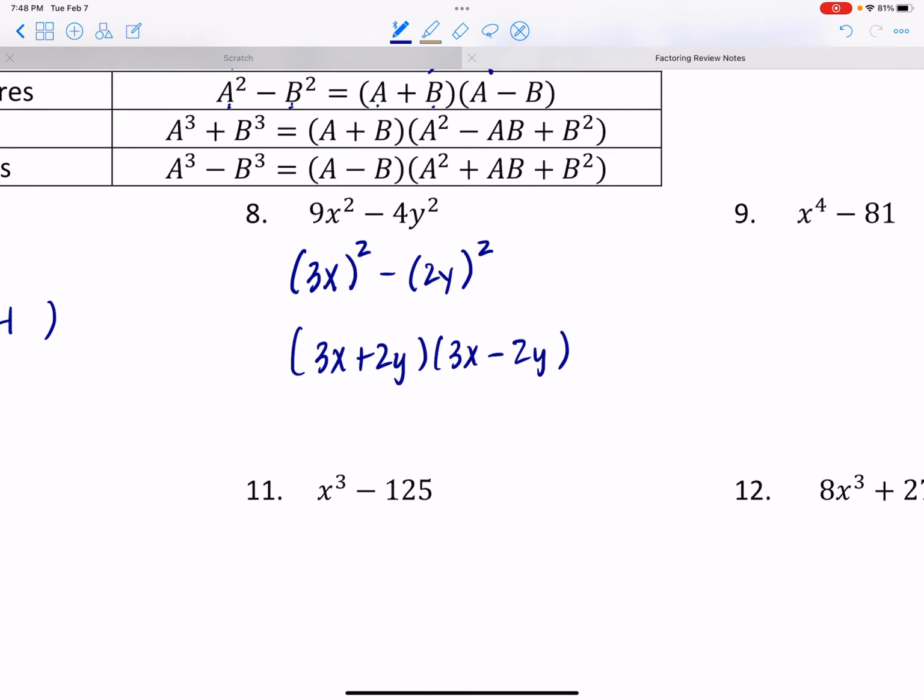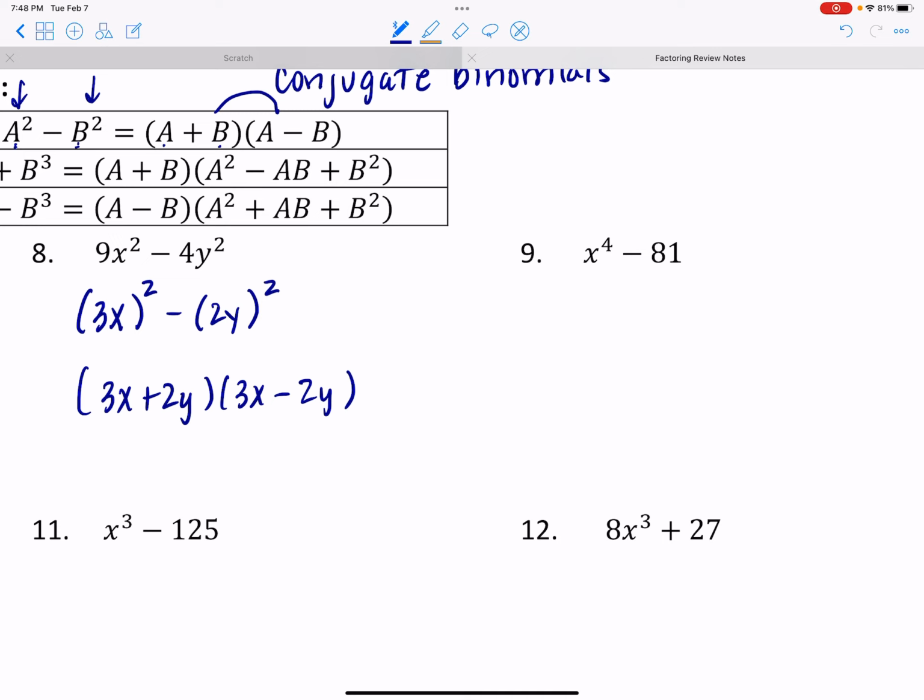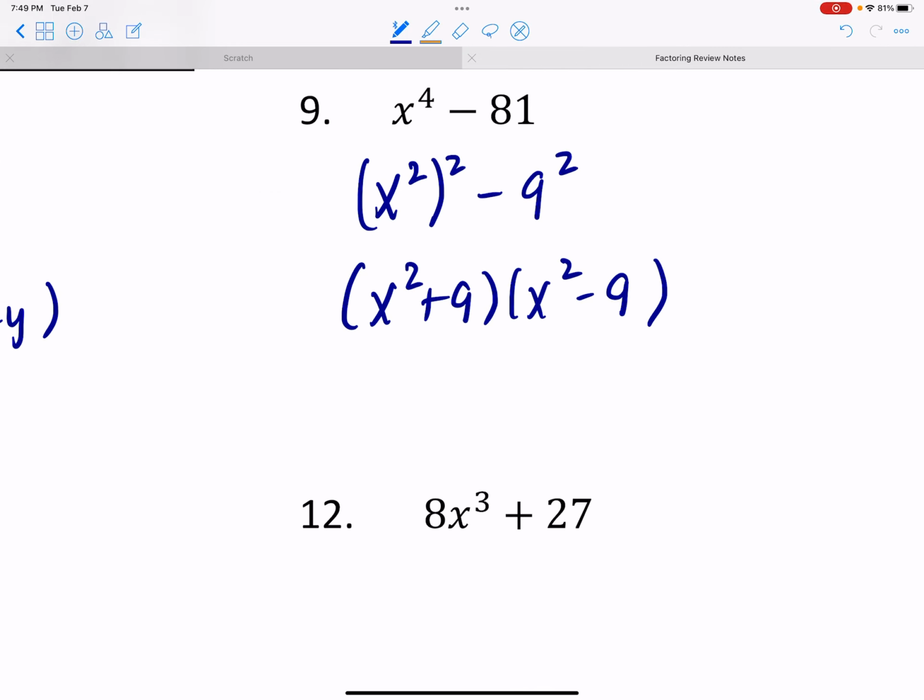Okay, skipping around, here's another. So if I took the square root of x to the 4th, I'd be looking at x squared, and if I took the square root of 81, I'd be looking at 9. So it's x squared and 9 as the bases of my squares. X squared is my a and 9 is my b. So instead of a plus b, a minus b, it's going to be x squared plus 9 and x squared minus 9. Now in this particular case, if you'll notice, the x squared minus 9 is still a difference of squares, so we can continue to factor.